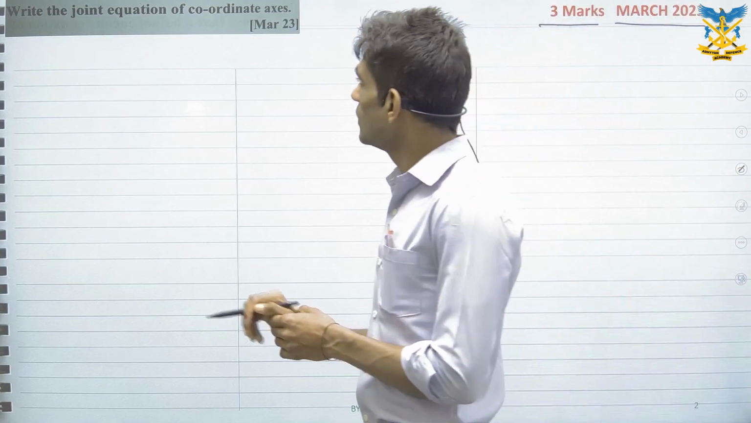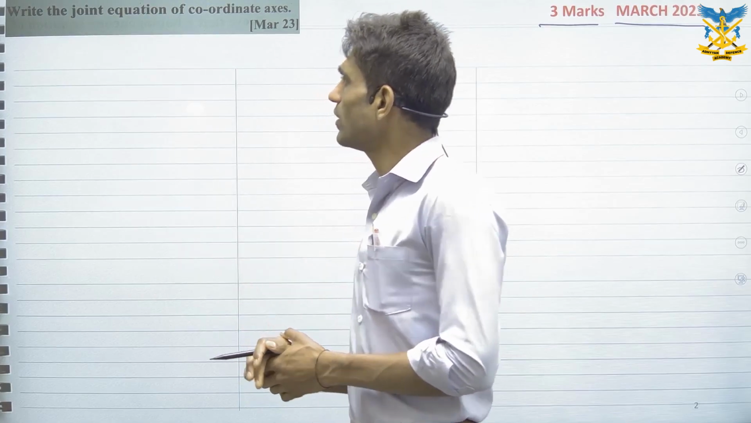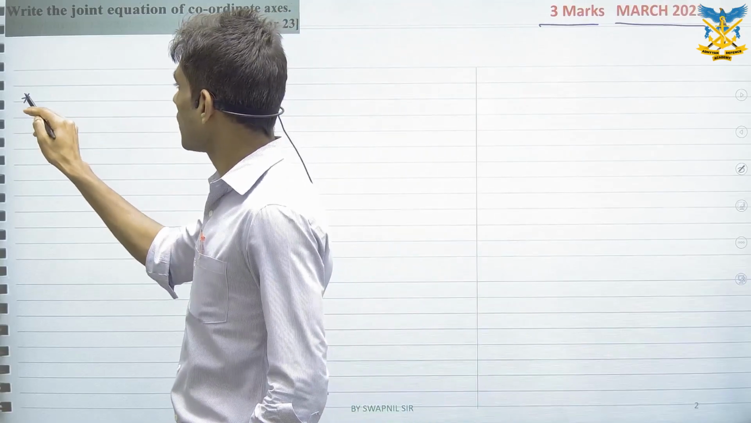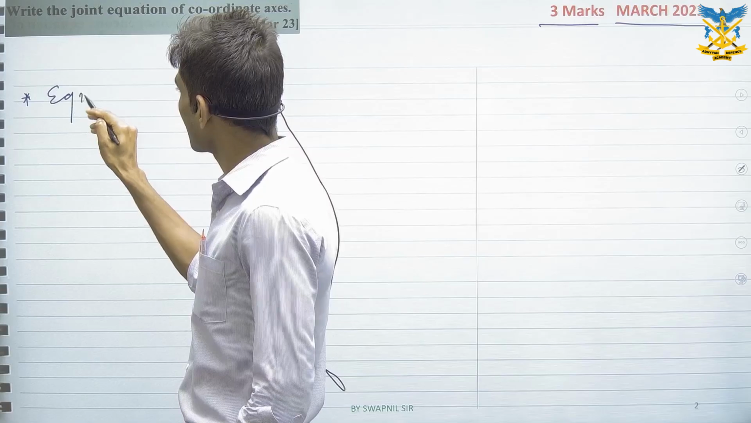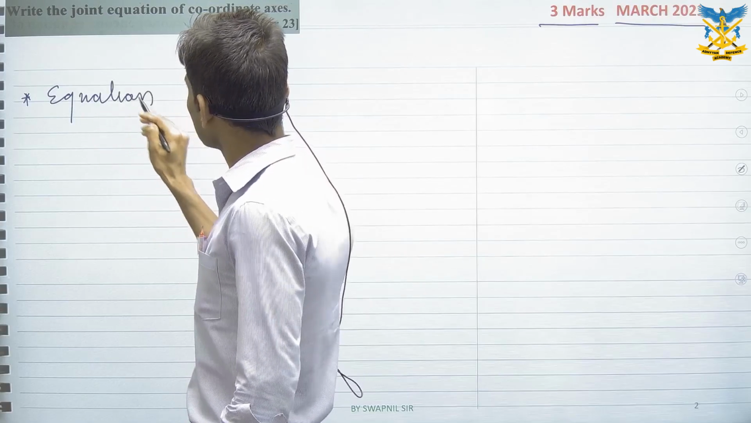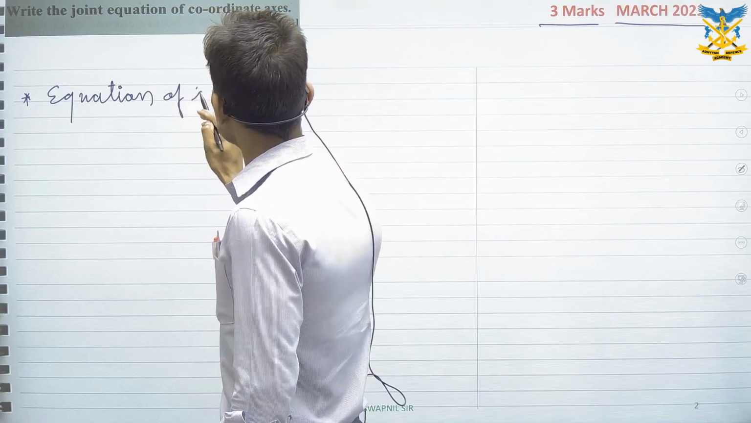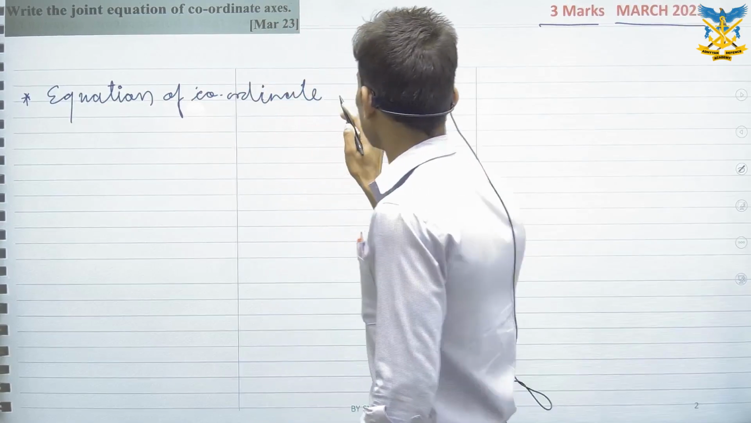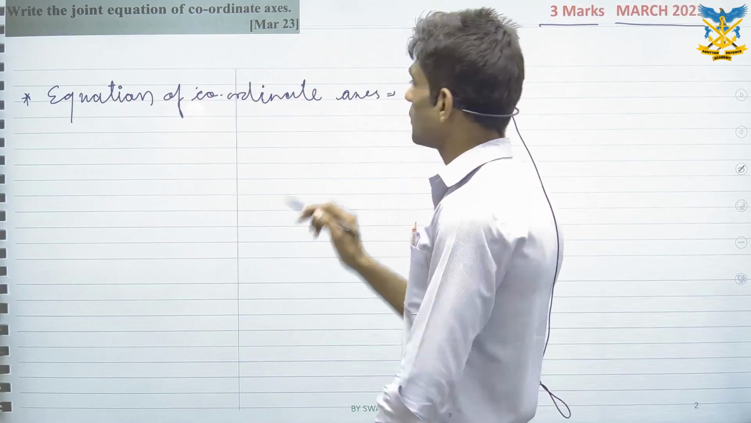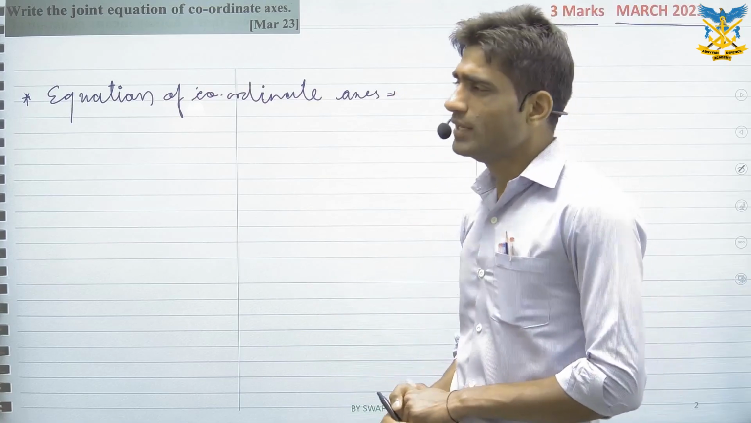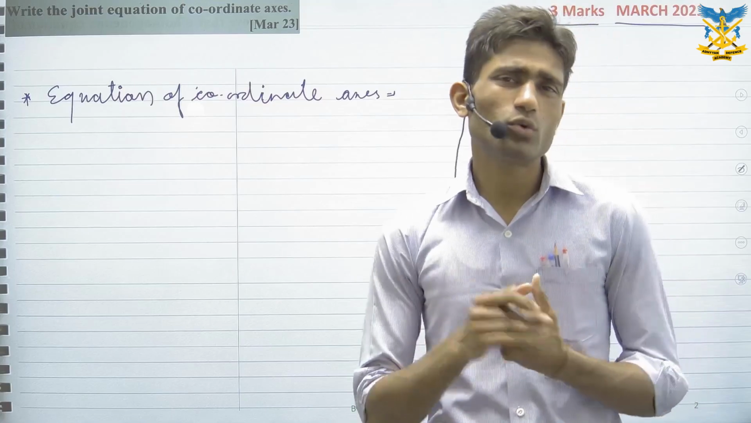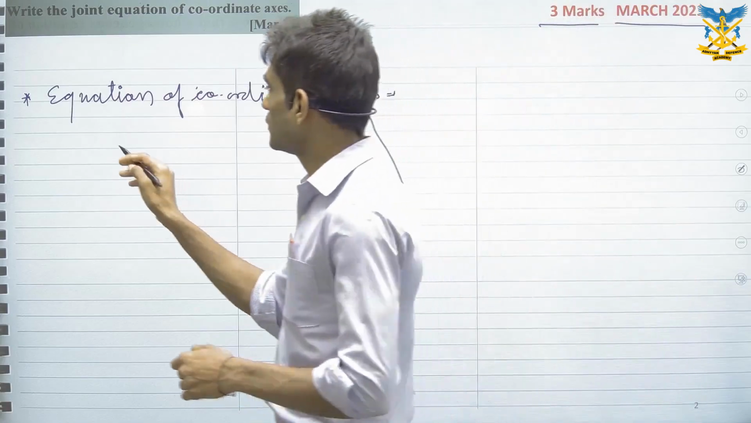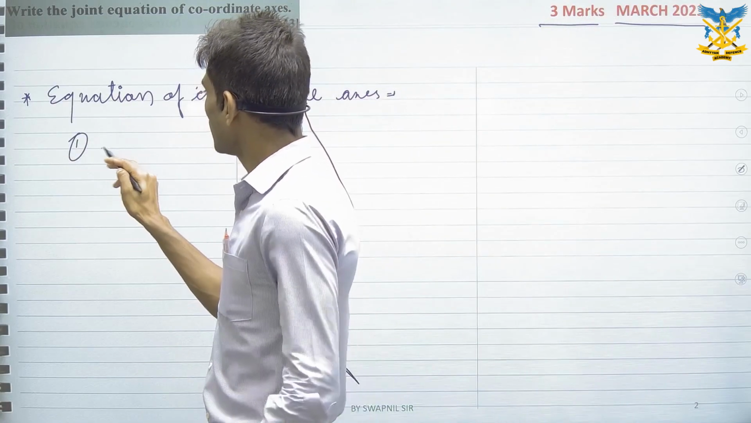First of all, try to understand the meaning of the joint equation of the coordinate axes. We want the equation of the coordinate axes. Equation of coordinate axes means we have only two coordinate axes here in two-dimensional geometry, like the x-axis and y-axis. So first, the equation for the x-axis.